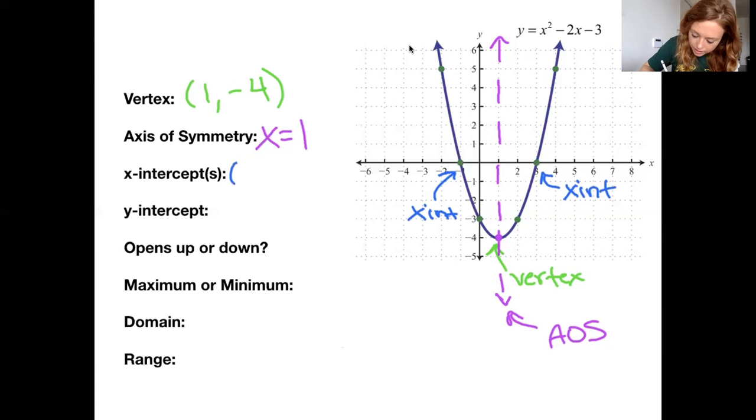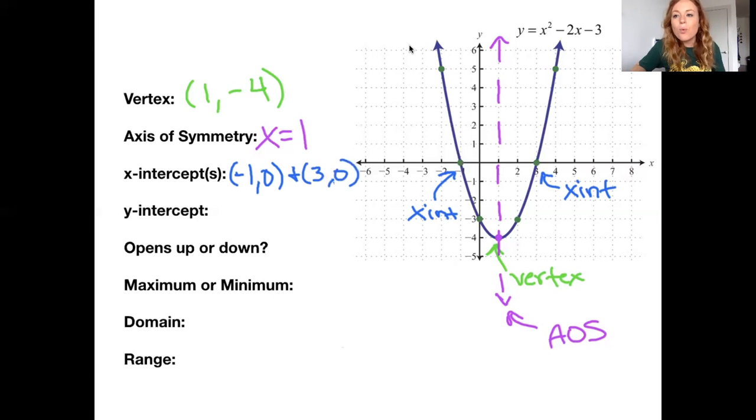I have one at -1, 0, and at 3, 0. Remember, all x-intercepts have a y of 0, so we write them as a coordinate point or an ordered pair, okay? Now this time we have a y-intercept.